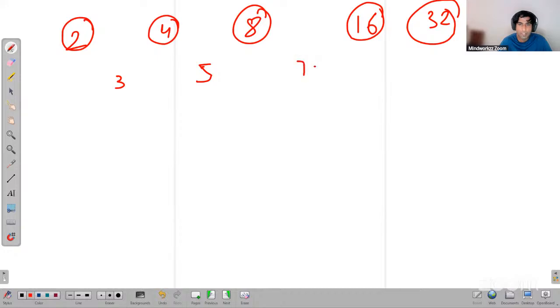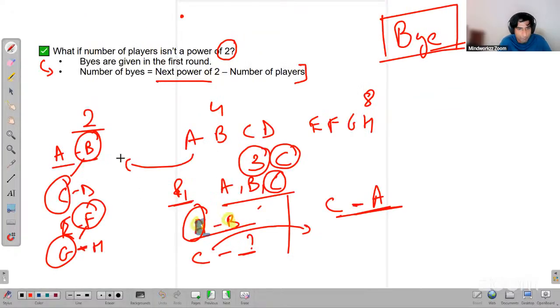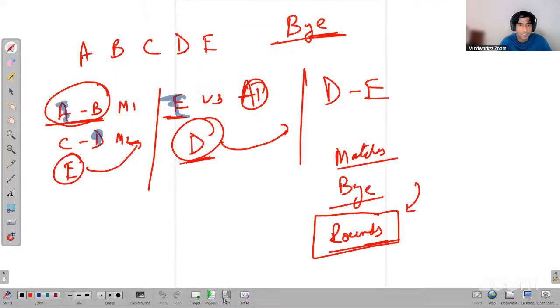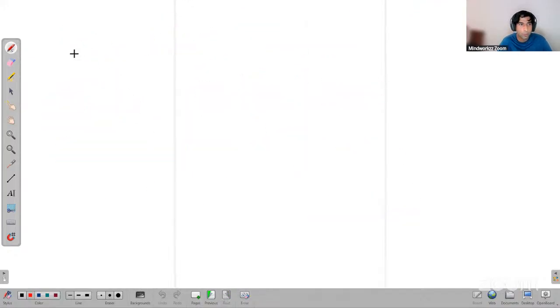If you have seven players, eight, nine players, or even six players, for example, seven players, you will have buys, because you will not have enough players for everybody to play against someone in each of the rounds. So maybe round one you will have enough players, but round two you will not, like we saw in some examples. So this is the concept of a buy. Now I'm quickly going to come to the concept of rounds before wrapping up the class, and we'll be revisiting this again in the next class before moving to problem solving.